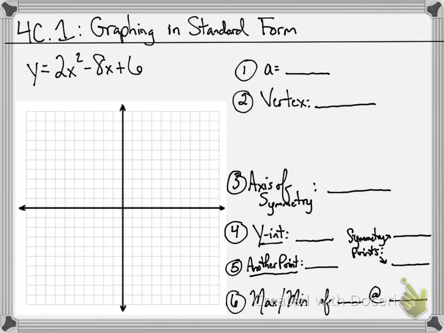These correlate directly to your notes. They're formatted a little bit differently, but you'll still get the same general ideas to the different things that you're going to need to look for. So, we look at this first example here. Y equals 2x squared minus 8x plus 6.